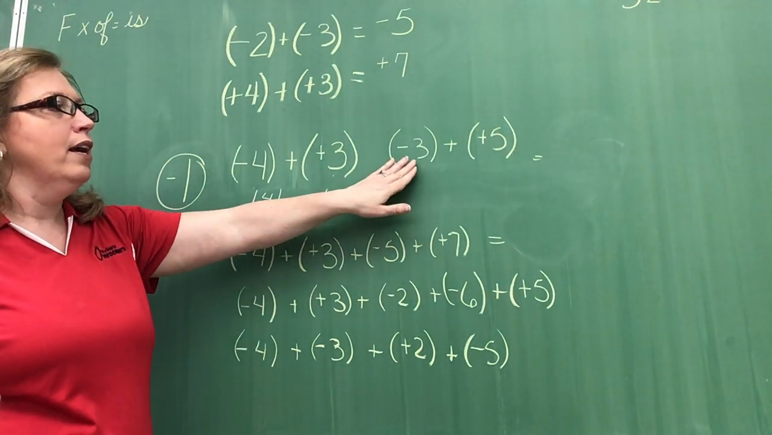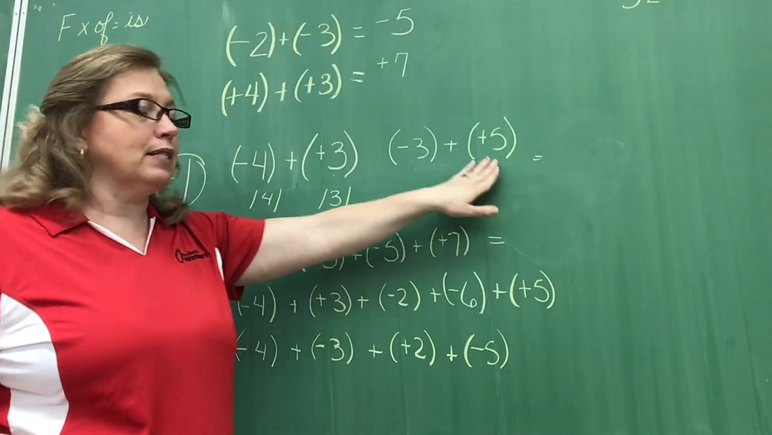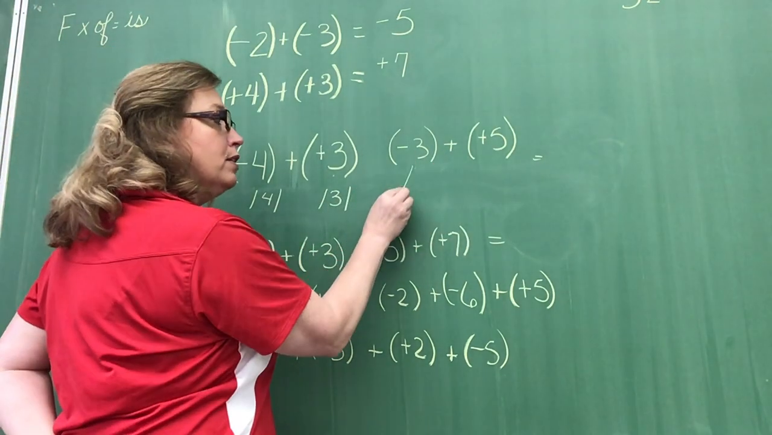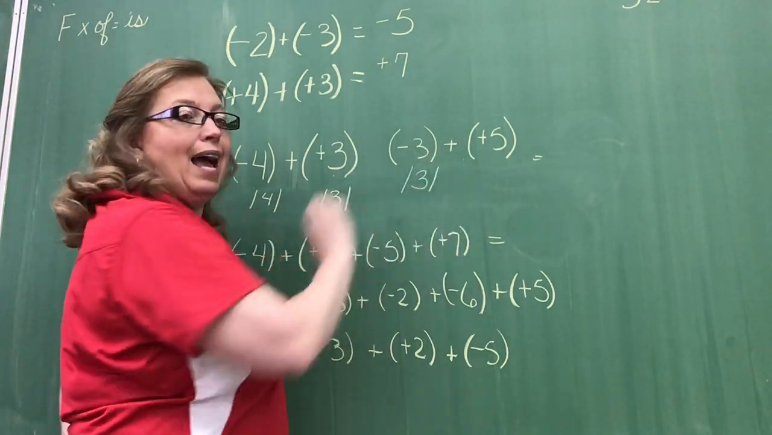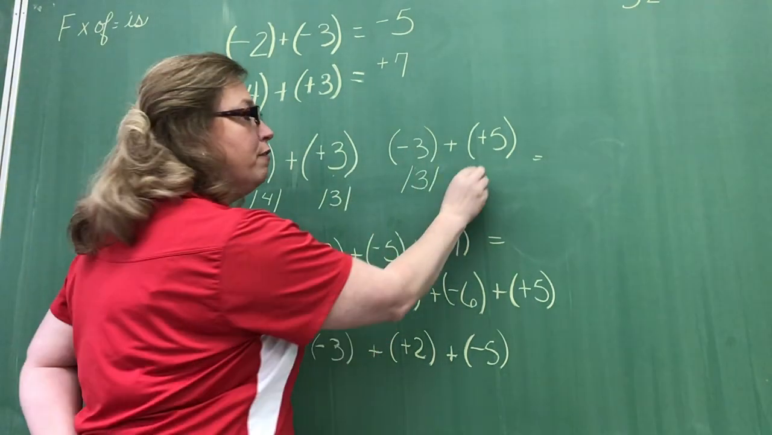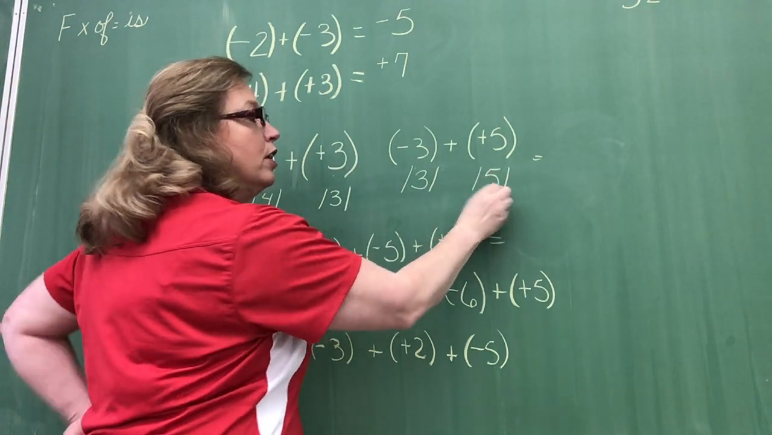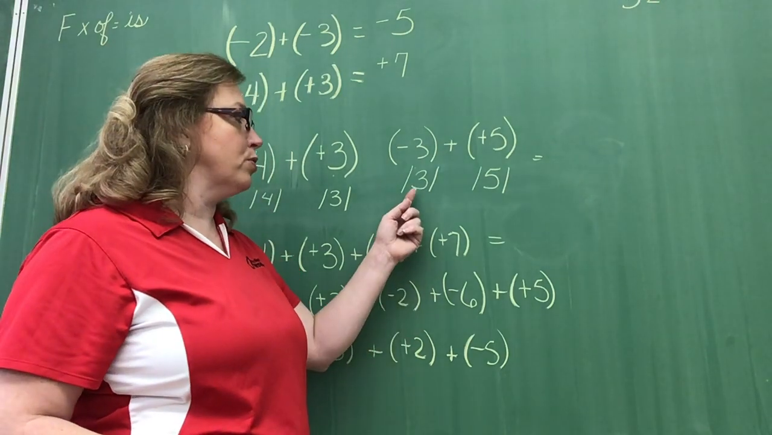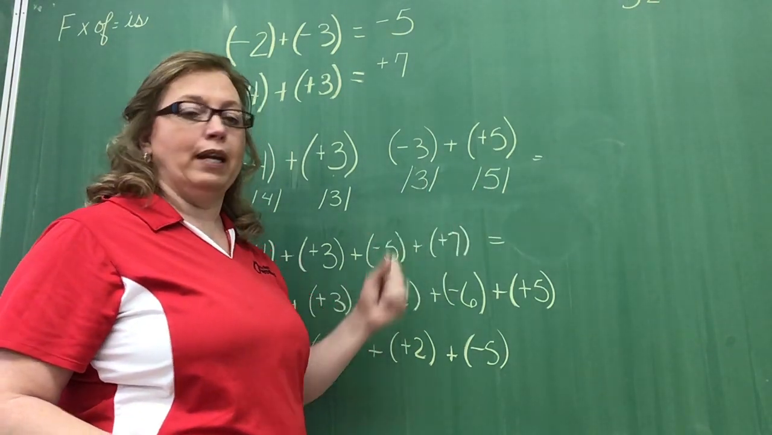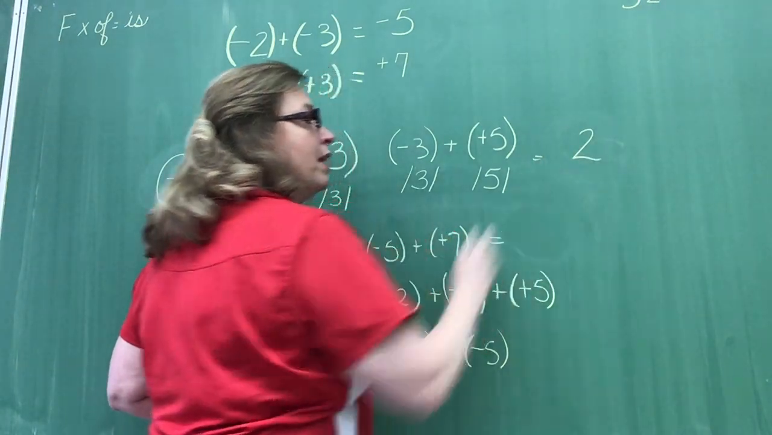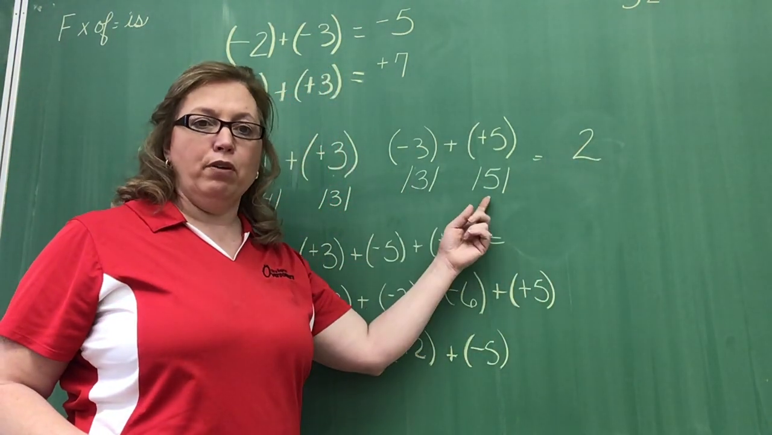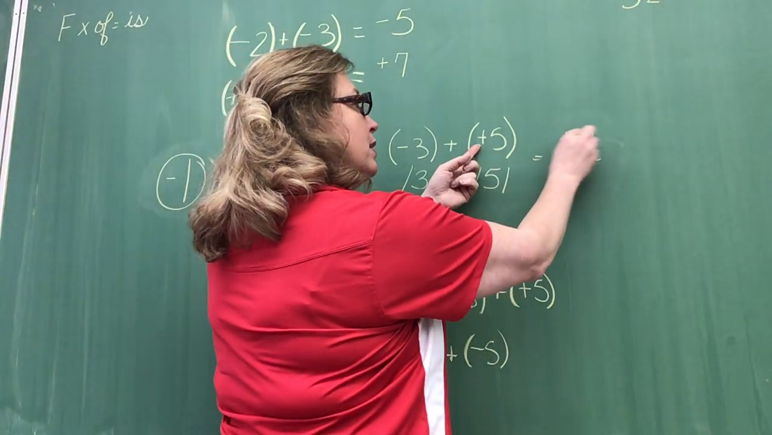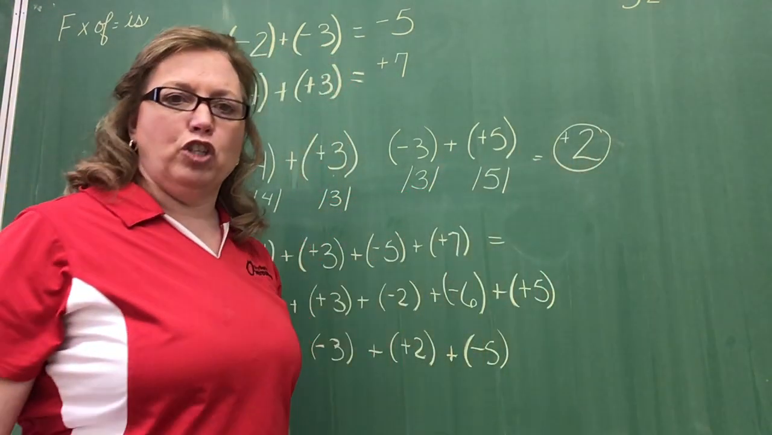Let's try it again. If we have -3 plus a +5, the absolute value of -3 is 3. The absolute value of +5 is 5. The signs are different, so that tells me to subtract my absolute values. 5 minus 3 is 2. Now, which is the greater absolute value? Well, the 5 is. So my answer, I take that sign, my answer is positive, a +2.